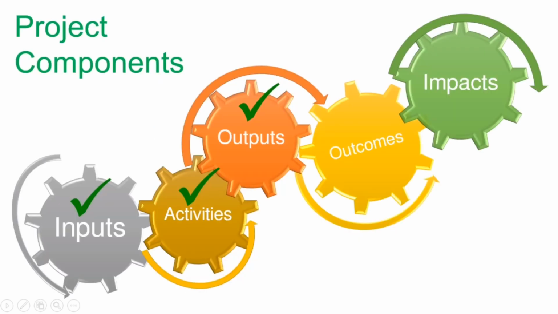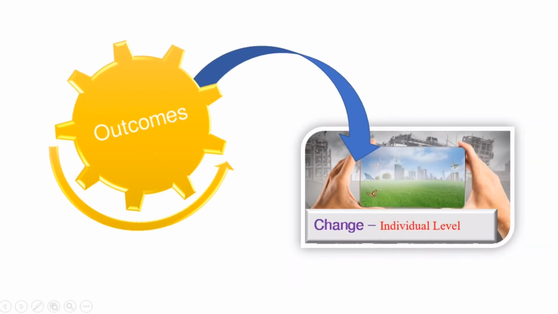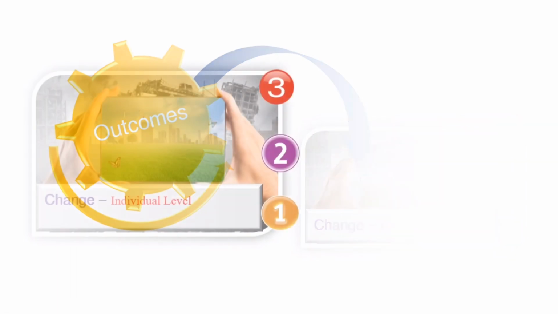So now we have already discussed inputs, activities, and outputs. Let's move to the outcomes. Outcomes are the change at the individual level. What do I mean by change at the individual level?